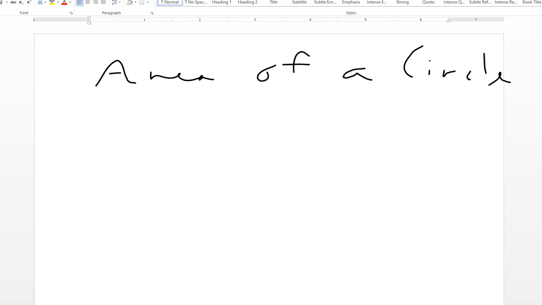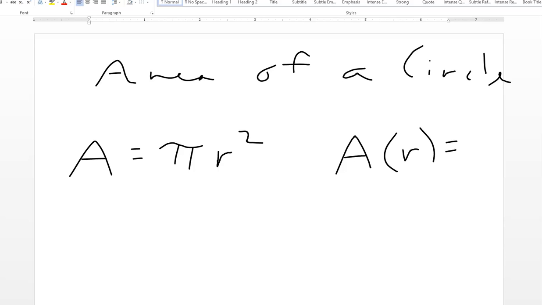Apologize for how terribly sloppy that is. But what is the area of a circle? A equals pi r squared. Or you might say the area as a function of r equals pi r squared. Either way, this is using function notation. All right. So r would be the independent variable. It would be like x, and A would be like y.